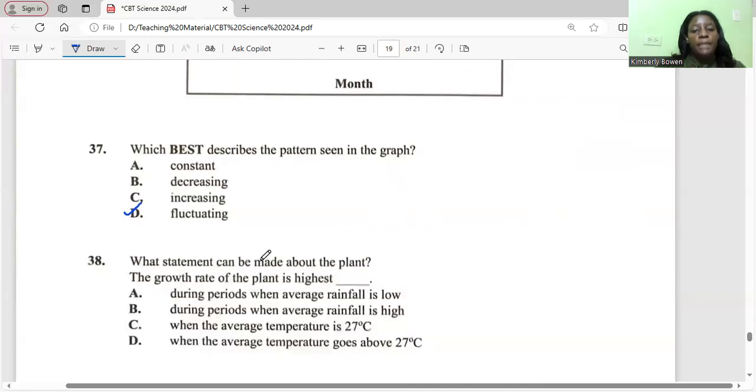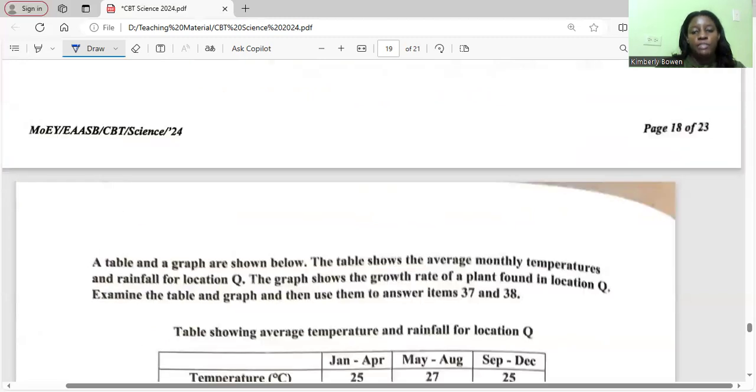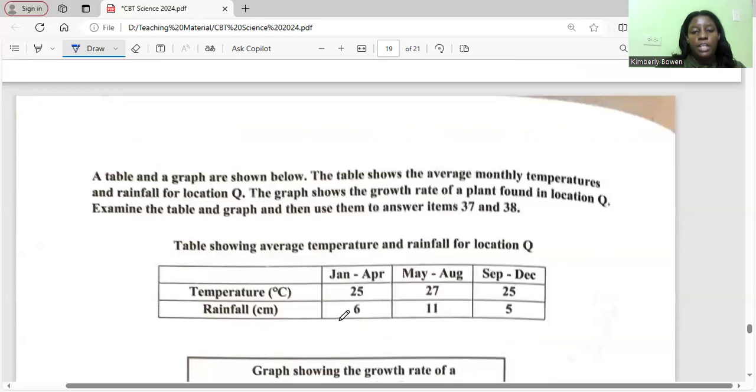Which statement can be made about the plant? The growth rate of the plant is highest when, or during periods when rainfall is low. Let's look at the table and measure the rainfall. So here the rainfall is low, and here also the rainfall is low. Let's look at the graph.